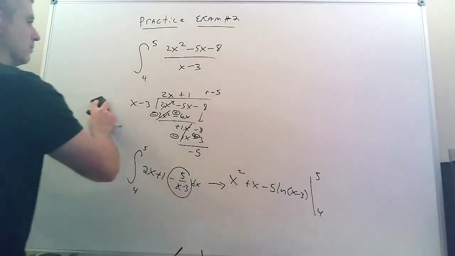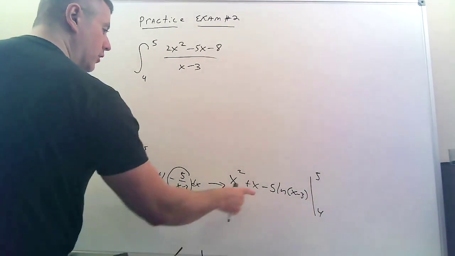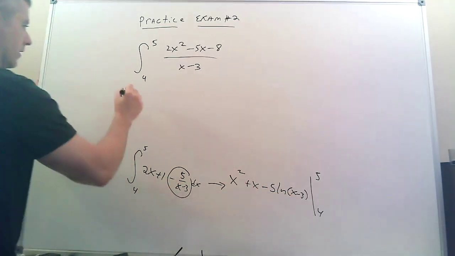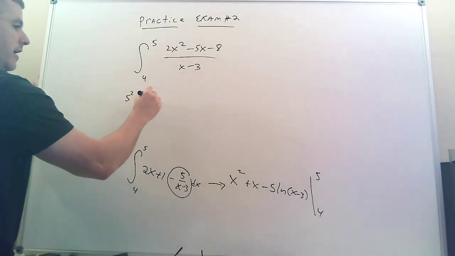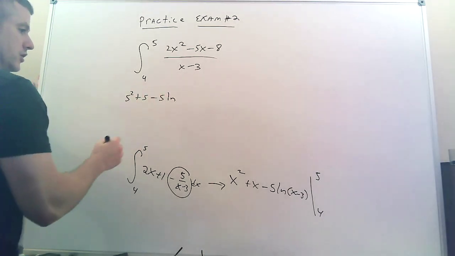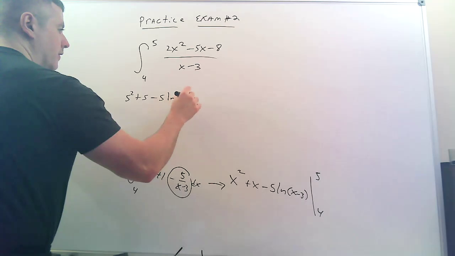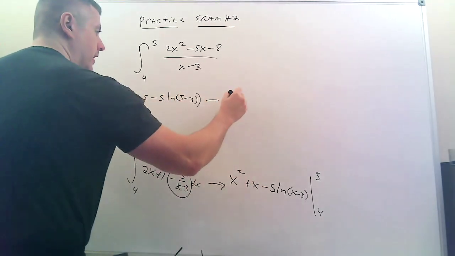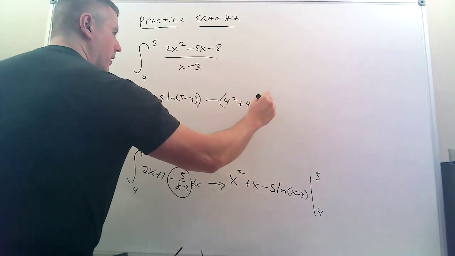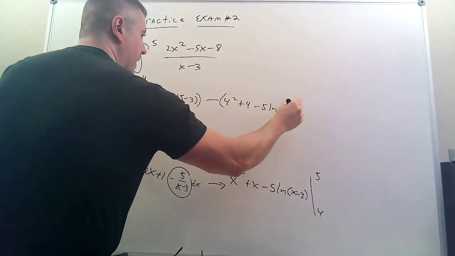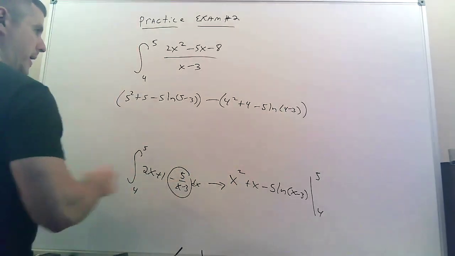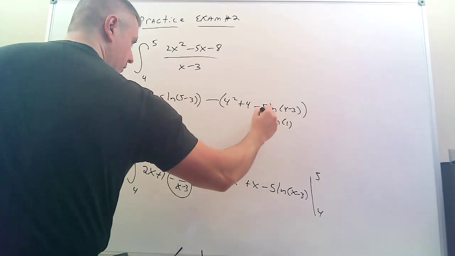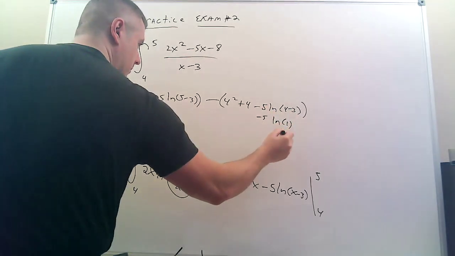So I'm out of room. I don't need all this there. So note, I want to see what happens when you plug 5 in. You're going to put 5 here and here. You get 5 squared plus 5 minus 5 ln |5 minus 3|. A lot of 5s here. Take away. Then you're going to plug in 4. You get 4 squared plus 4 minus 5 ln |4 minus 3|. Here's the whole catch to this stupidity. Here you get ln 1, which is 0.